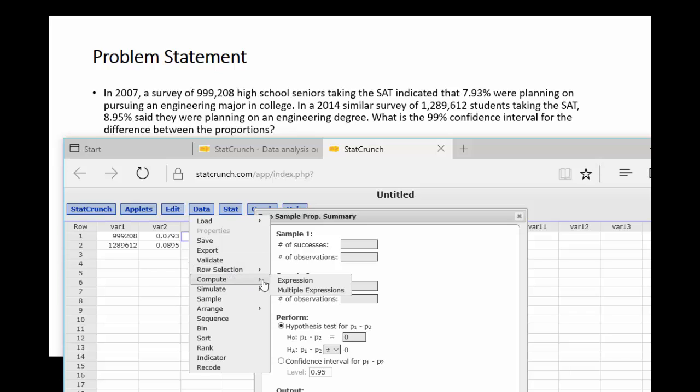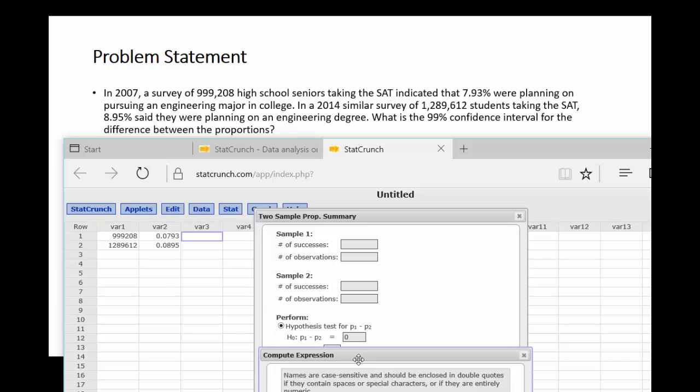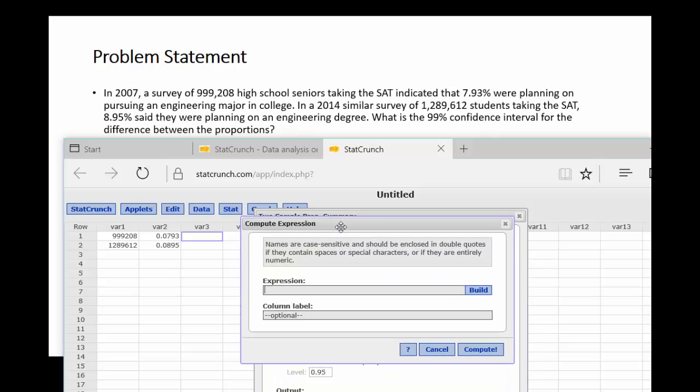Go to Data, Compute, Expression. And it's just a simple algebraic expression. We want the values in the VAR1 column multiplied times the values in the VAR2 column. And let's put that result in a column, well, I can spell it right, labeled successes, and hit compute.